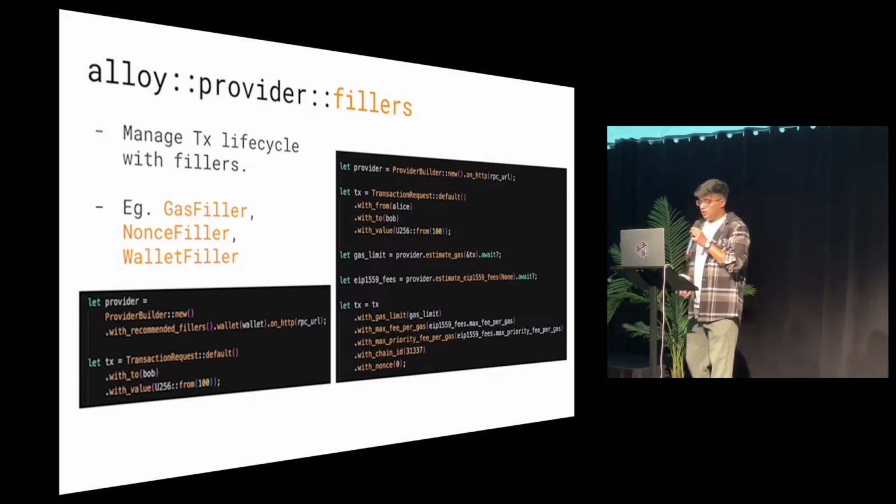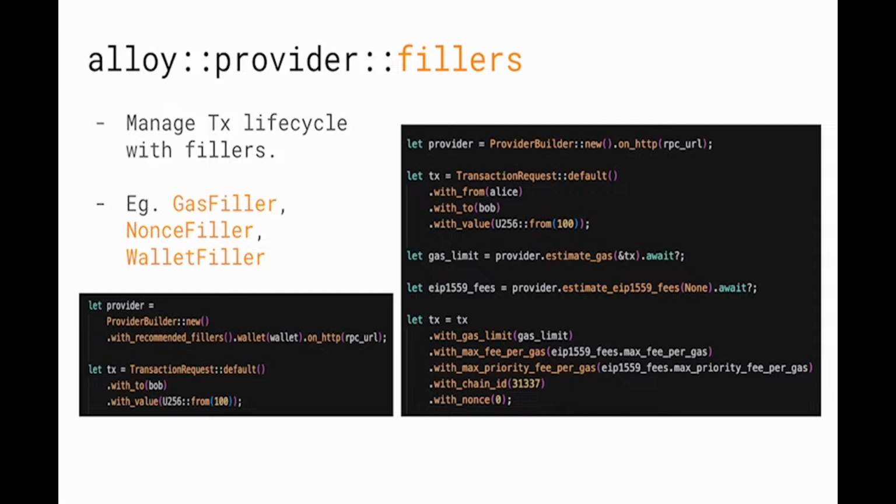What you see here on your left is the with recommended fillers flow, and on your right is the vanilla flow that you do without fillers. So you can see the difference in the lines of code. It's just 6 lines versus about 15, 20 lines.